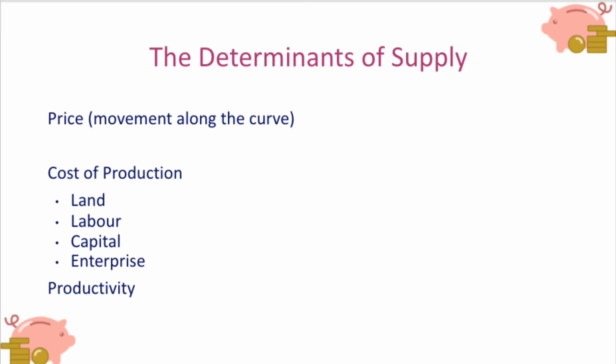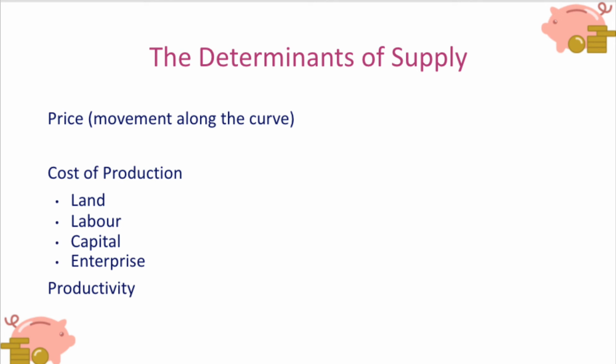Now we're moving on to look at the determinants of supply, the things that will cause the quantity supplied to change. Well, first of all, we've got the price changing. So that will cause us to move up and down the supply curve, will cause extensions and contractions in supply. And then we've got the factors that will cause the supply curve itself to shift, to cause an increase in the quantity supplied at a given price.